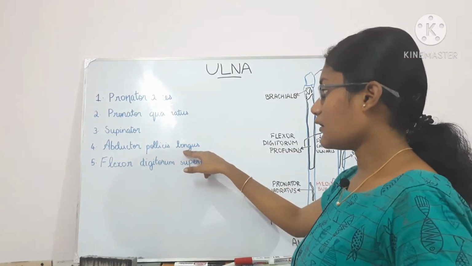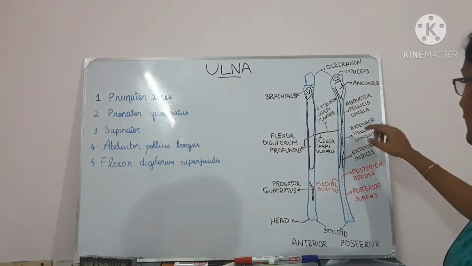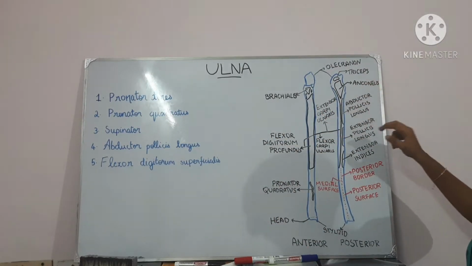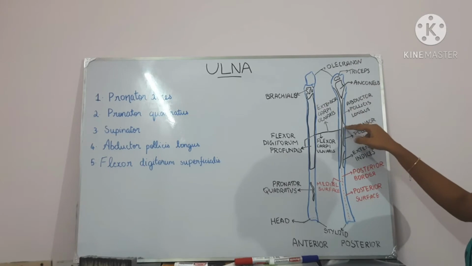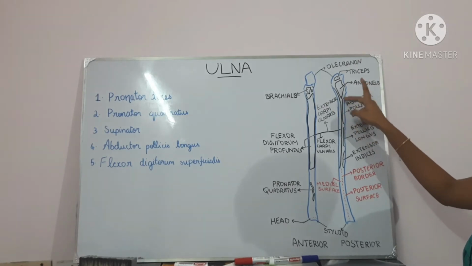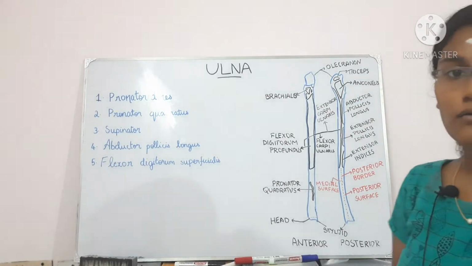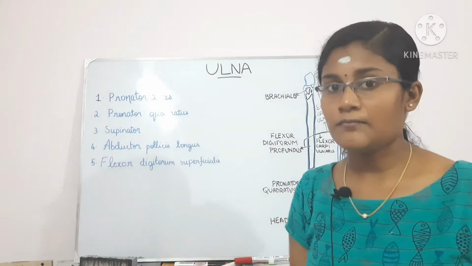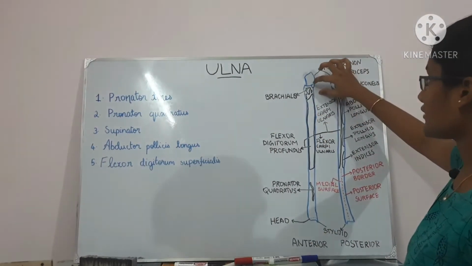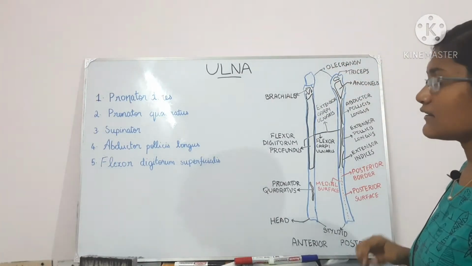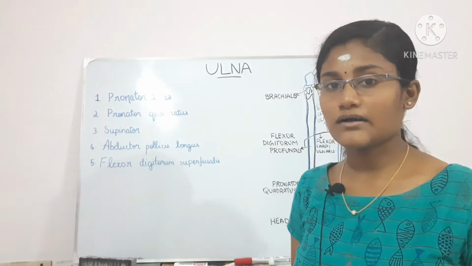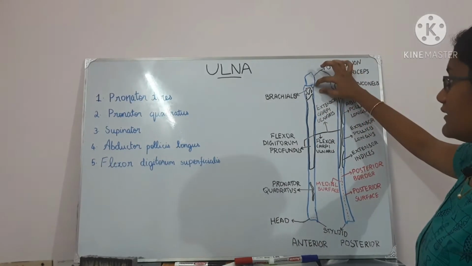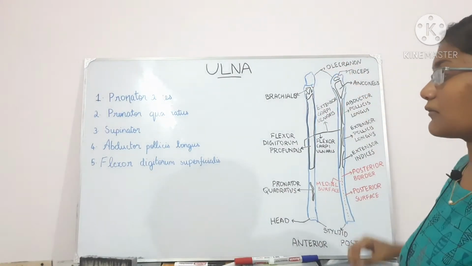And the abductor pollicis longus muscle is present over here, and the abductor muscle is actually present on the lateral side of the posterior aspect on the upper end. Now let's talk about the flexor digitorum superficialis muscle. The flexor digitorum superficialis muscle is over here, and this muscle is present at the tubercle at the uppermost end on the medial margin.